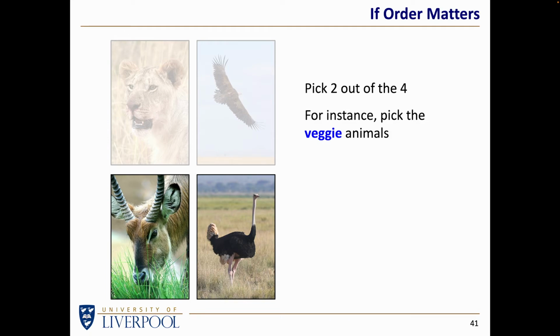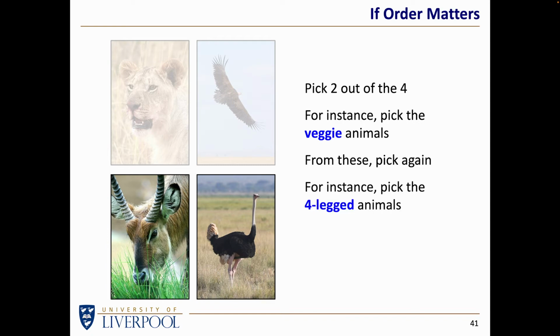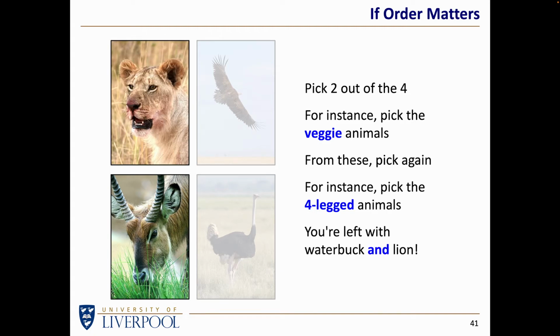Now that I've selected those 2, I'm going to make another selection from the set of animals that I've got, just the 2 in this case. I'm going to pick again. This time I'm going to pick out the 4-legged animals. So if I've got waterbuck and ostrich, and from those I pick the 4-legged animals, I would expect to be left with just the waterbuck. If we do this according to the rules of quantum mechanics, we end up with a waterbuck and a lion.